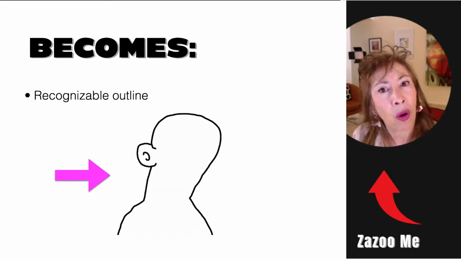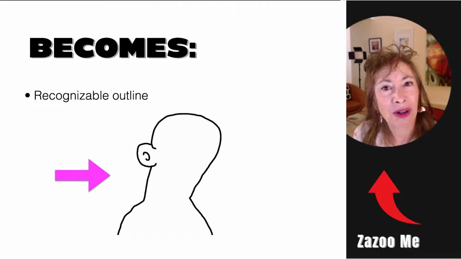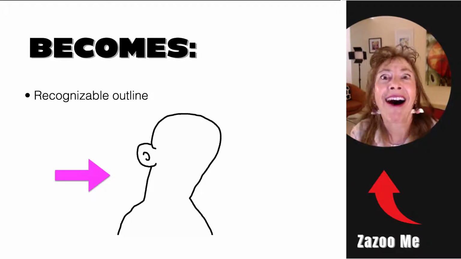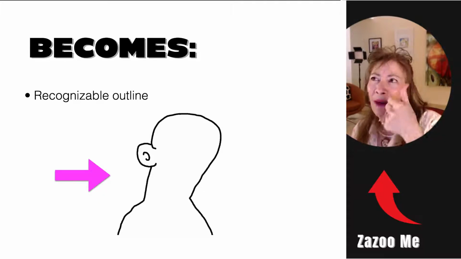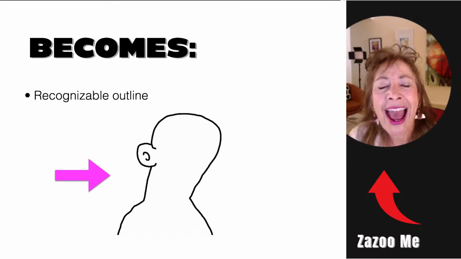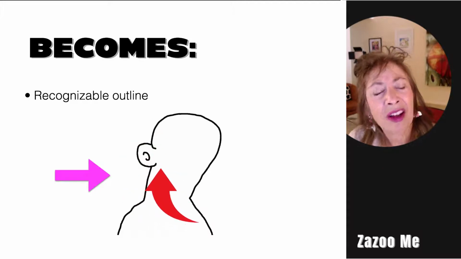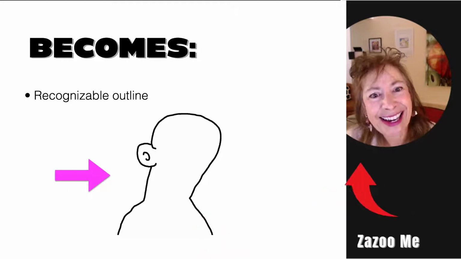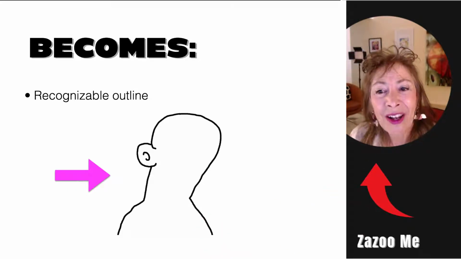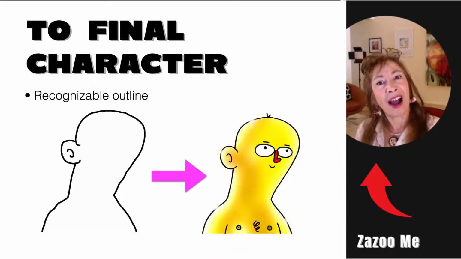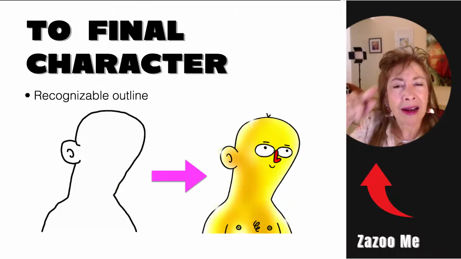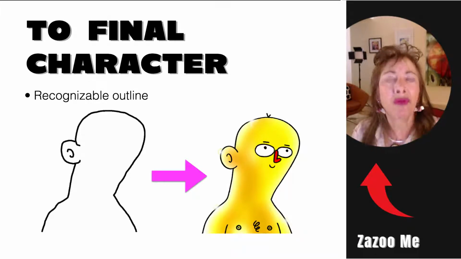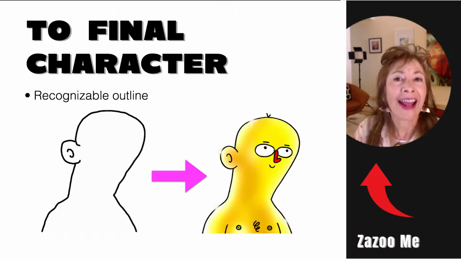And lo and behold, it is actually a complete generative NFT collection I found on OpenSea after I thought, wow, wouldn't a thumb be a really cool shape? And what they did was they added this fun little ear on the side to differentiate it from a thumb, because it actually is a thumb shape. And look at what it becomes. The final character is a recognizable outline that you can then make a lot of really cool layers and traits with.